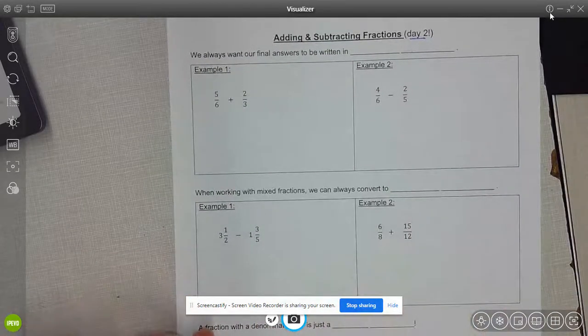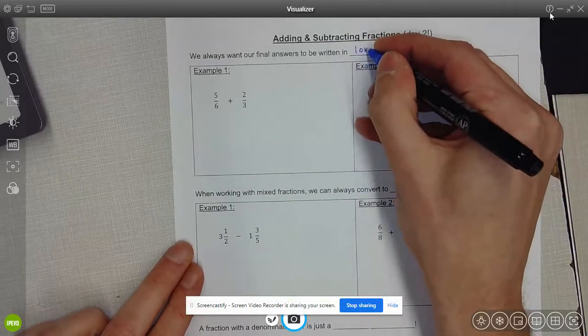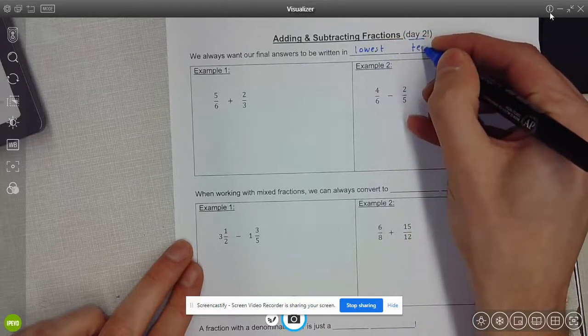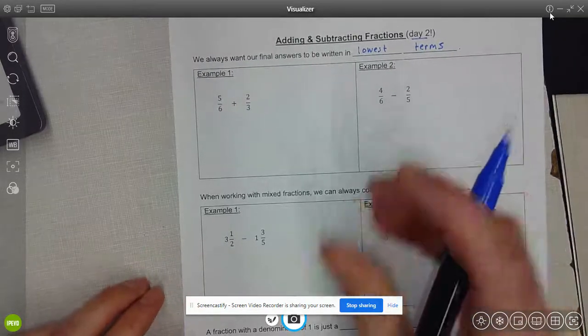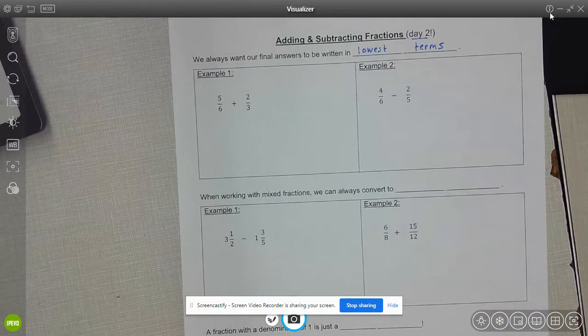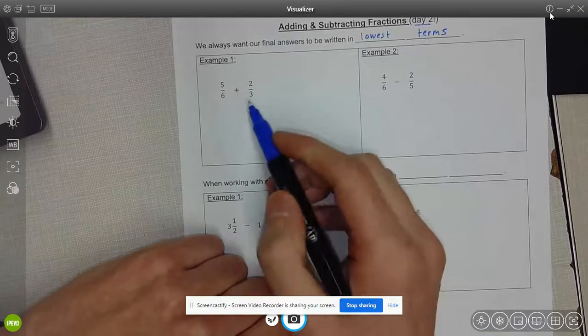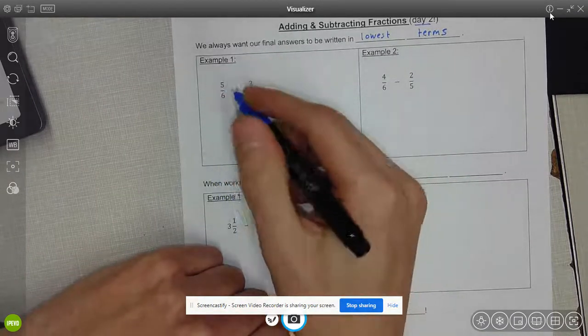And the main difference of what we are doing today is I always want to make sure that our final answers are written in lowest terms. We want to write the fraction with the numbers as small as possible. And we'll talk about what that means as we work. So we're going to start the same way. I want to add 2 fractions. I need to make sure that we have the same denominator. So I need to have the same number on the bottom.